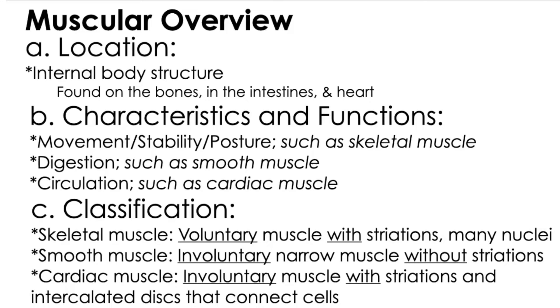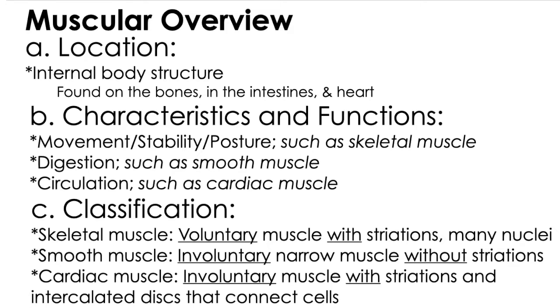The function of the muscle is for movement, stability, and posture. It's for digestion and circulation, pumping that blood. Now, we've seen the classification of the three types: skeletal muscle, smooth muscle, and cardiac muscle. Remember, skeletal muscle is the only voluntary one that takes conscious thought to move, and it has these lines or striations.